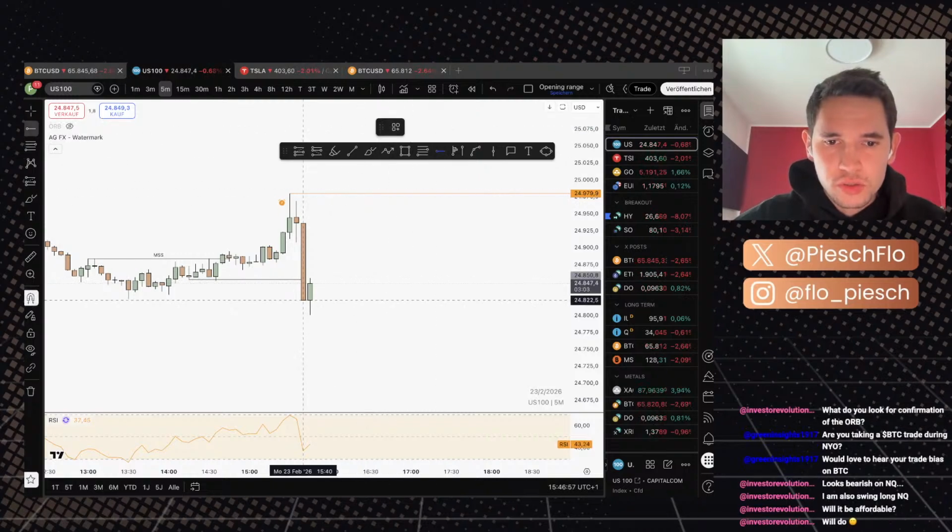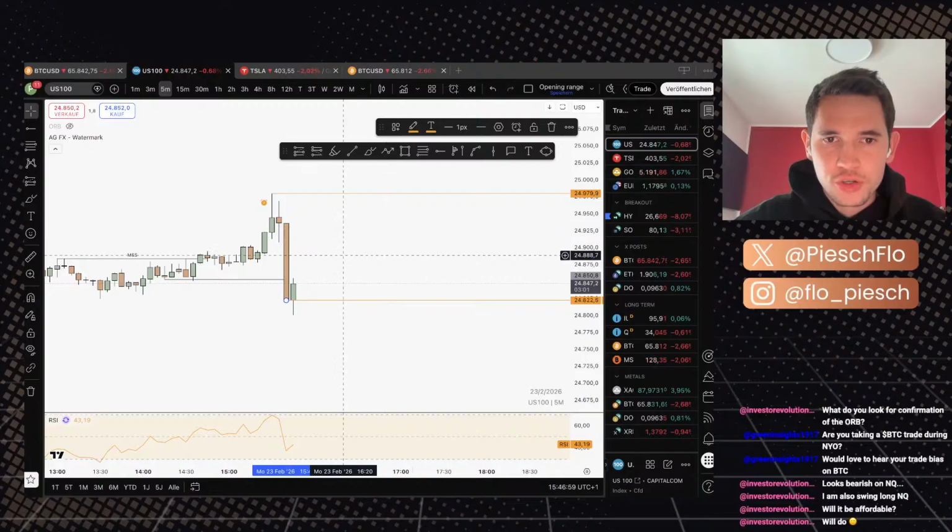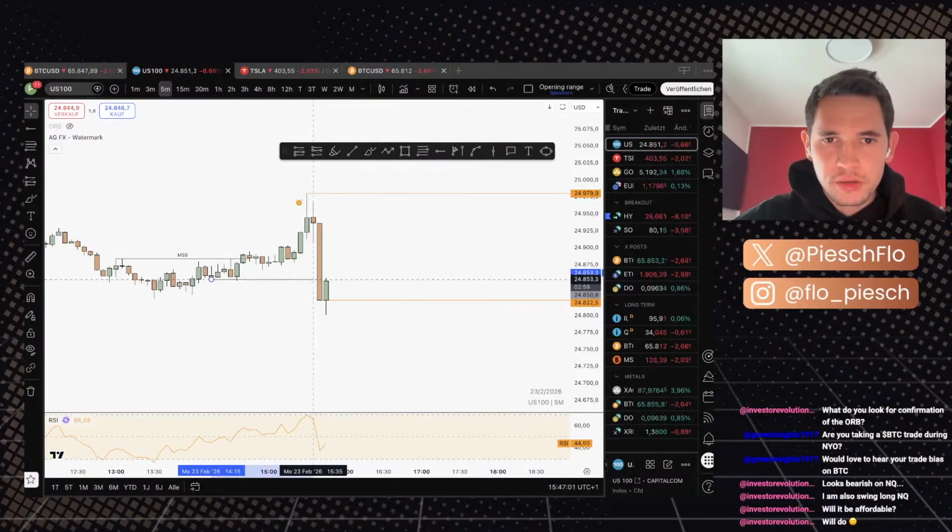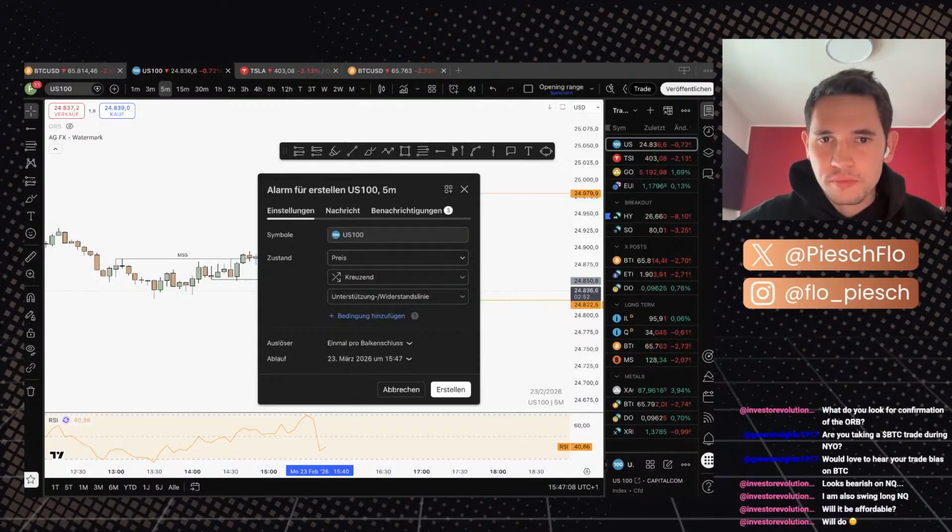Okay, now the low is also in. This is the low of the range. Market is now still bullish until we close this candle below here. Then it would be bearish, and then I would take shorts.